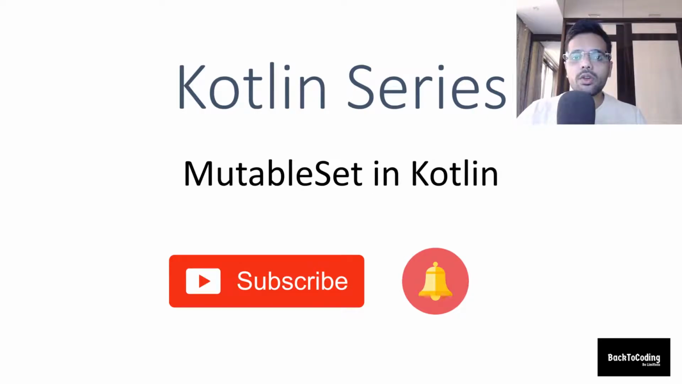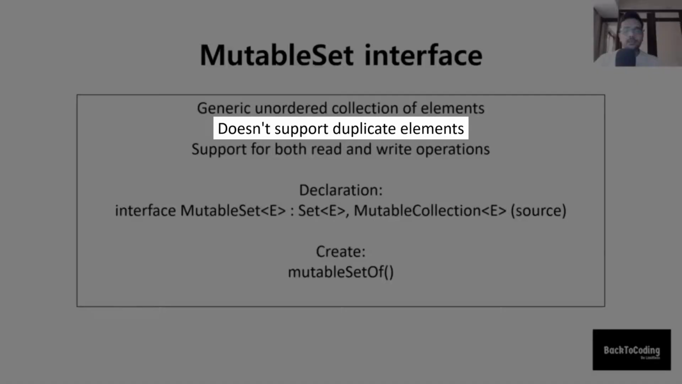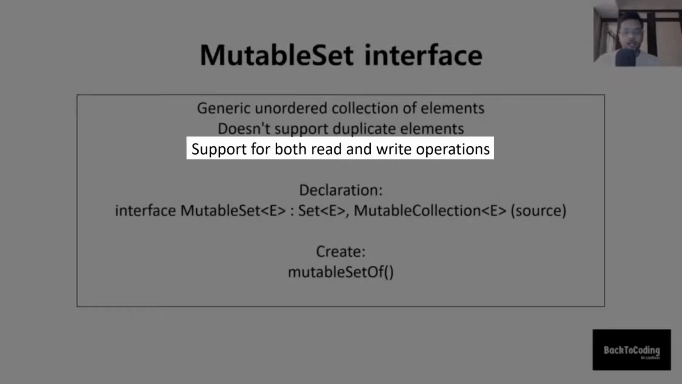In the previous video, we saw set in Kotlin. In this video, we will see mutable set in Kotlin. Mutable set is a generic unordered collection of elements. It does not support duplicate elements. And since this interface is mutable, we have support for both read and write operations.